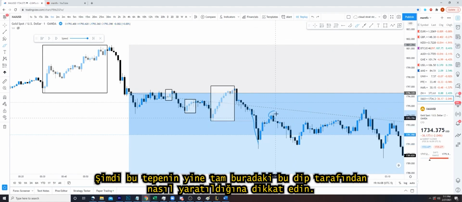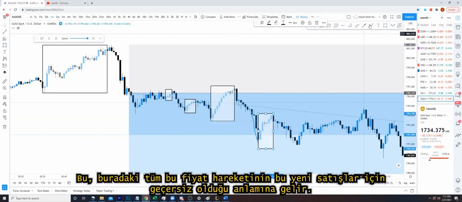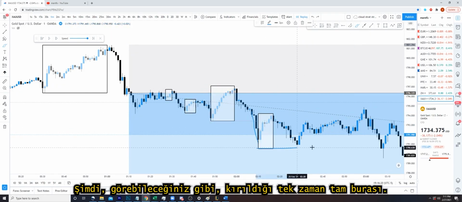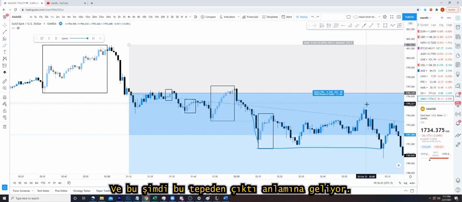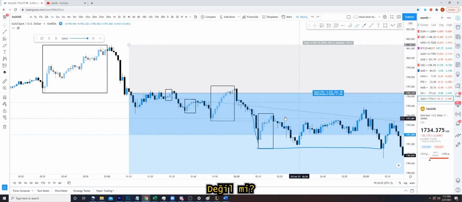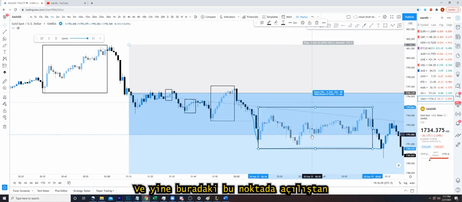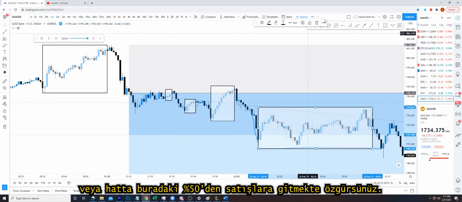Now, notice how this high was again created by this low right here. That means that all of this price action is invalid for these new sells, and instead, this is the one that reigns supreme. Now, as you can see, the only time that breaks is right here, and that means that it was off of this high, right? So this is the overall MentorFX block that forms inside that, and again, you are free to go for sells from this open at this point here, or even at the 50% here.